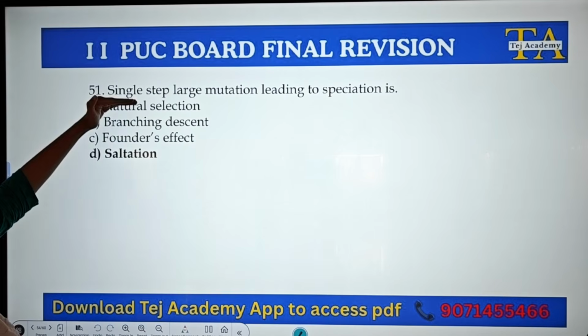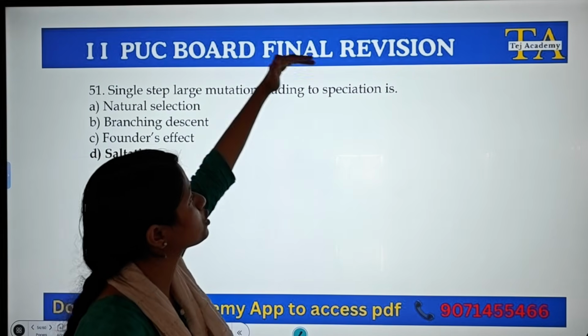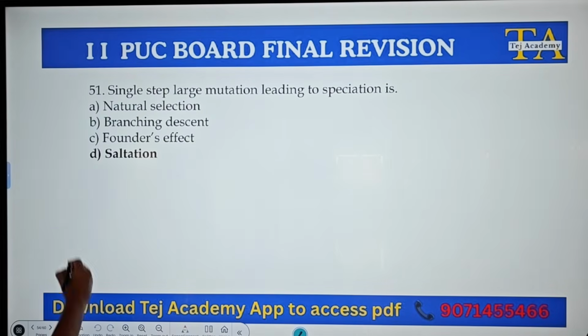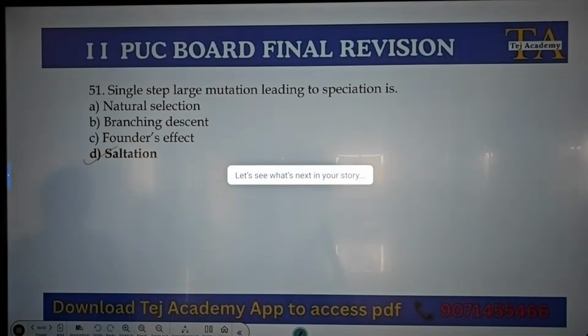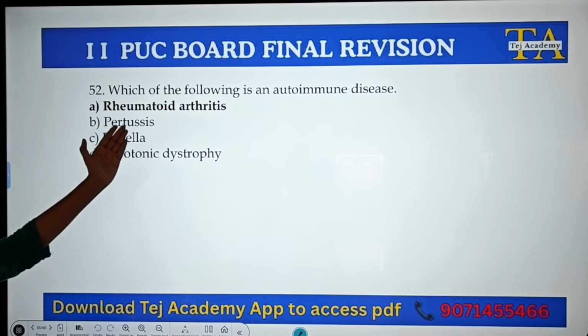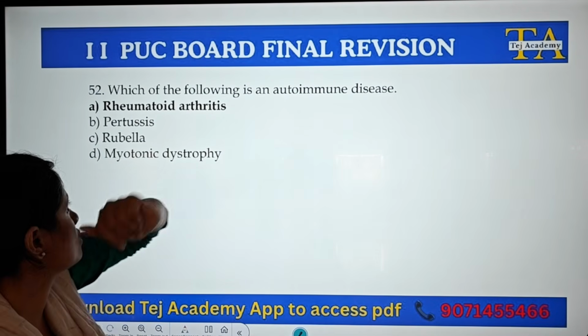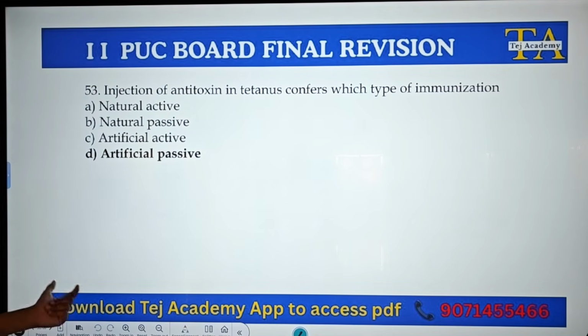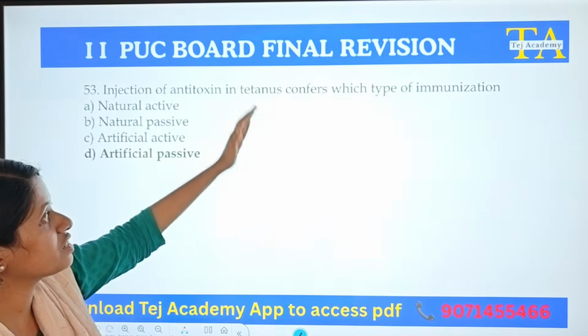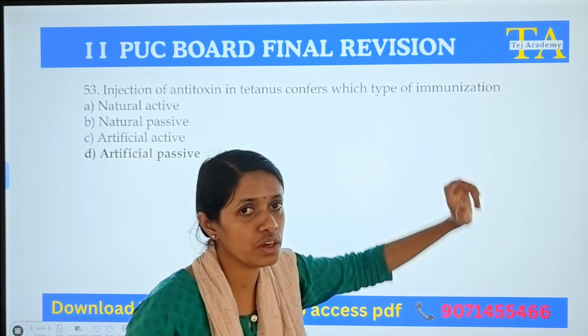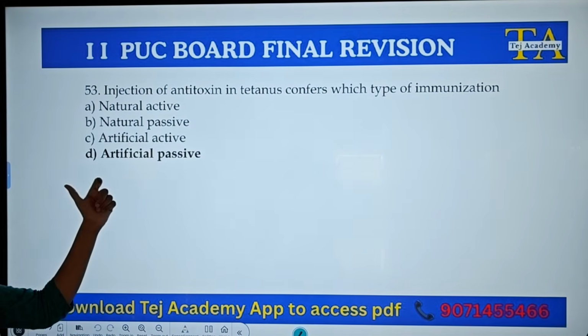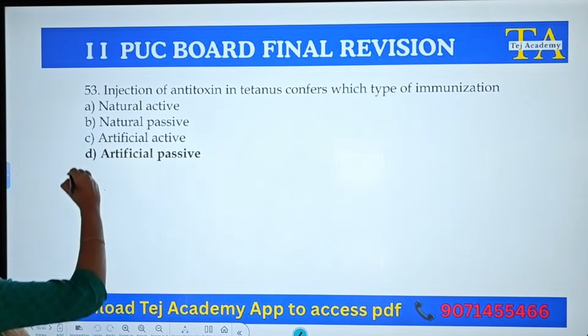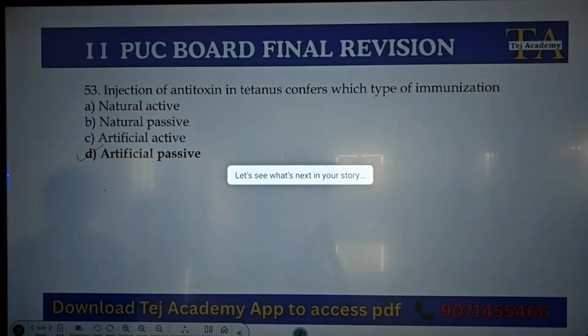Next question is, single step large mutation leading to speciation is saltation. Next question is, which of the following is an autoimmune disease? The answer is rheumatoid arthritis. Next question, injection of antitoxin in tetanus confers which type of immunization? It is of artificial passive type of immunization. The right answer is artificial passive.